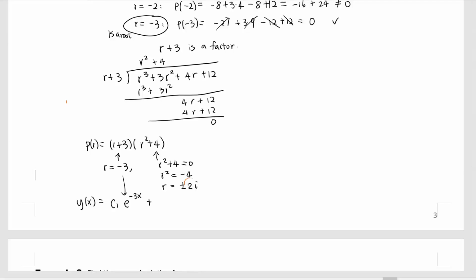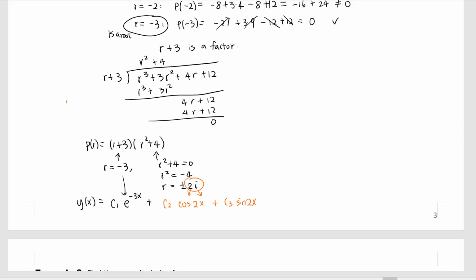So the complex roots correspond to C2. So usually it's e to the alpha x, but here the root has no real part. So that's why e to the alpha x is like e to the 0. So we don't have an exponential function factor. So we have cosine beta x, where beta is 2. Okay, so C2 cosine 2x plus C3 sine 2x. Alright, so that is our general solution.